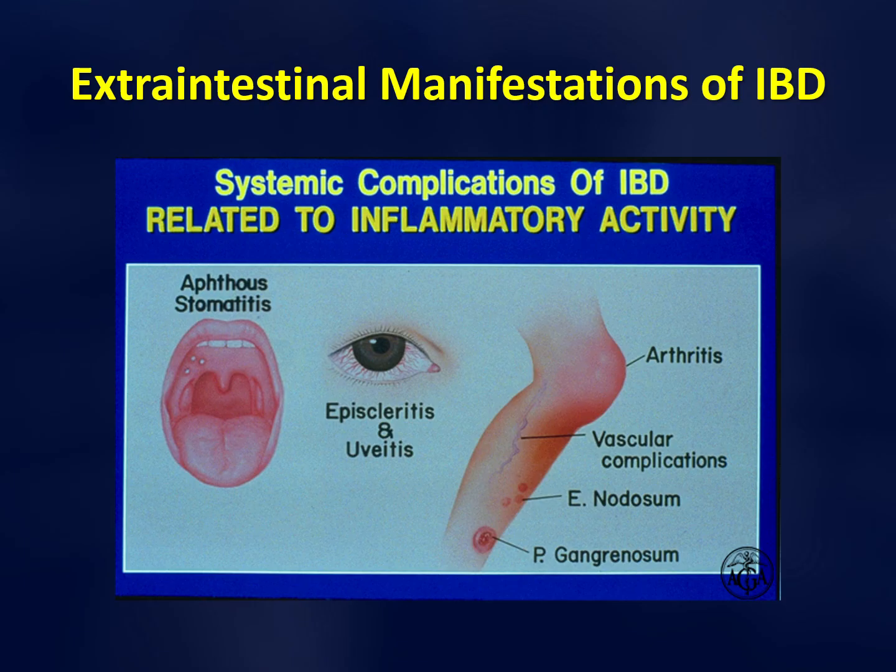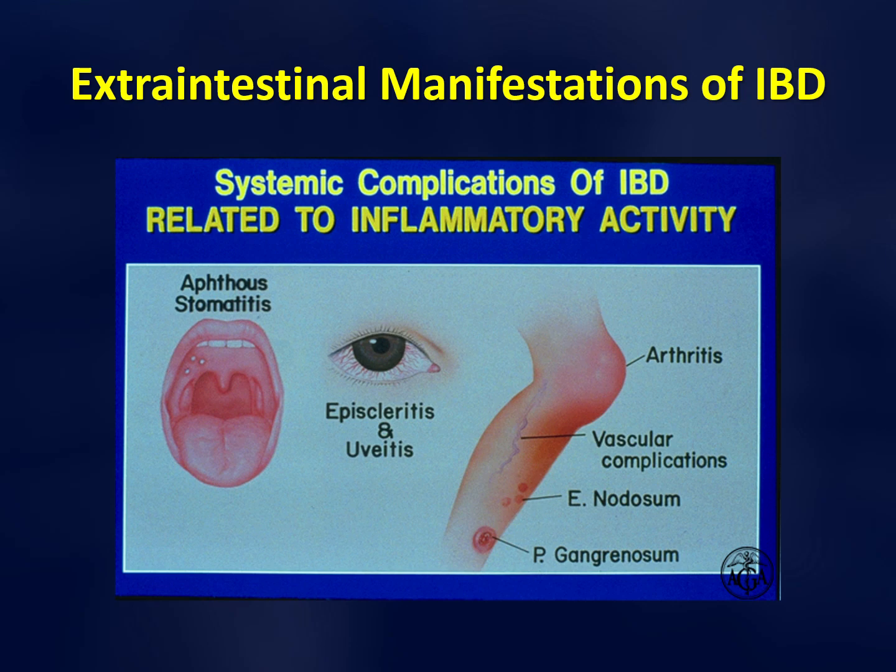So the most prevalent ones are stomatitis, episcleritis, uveitis, arthritis, erythema nodosum and pyoderma gangrenosum. And the way we distinguish between extraintestinal manifestations is, are they related to the activity of the disease, or can they evolve in a fashion independent of the disease activity. So this is a way of distinguishing between extraintestinal manifestations.